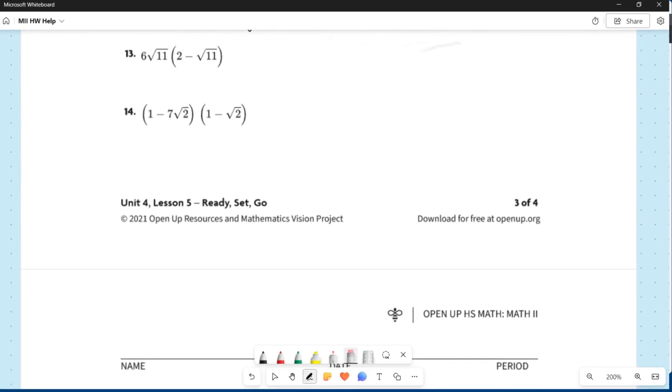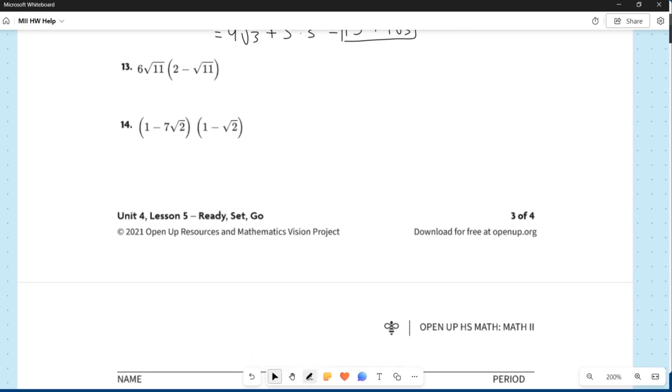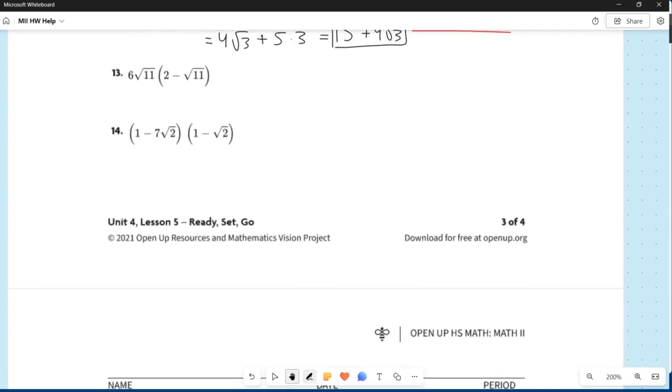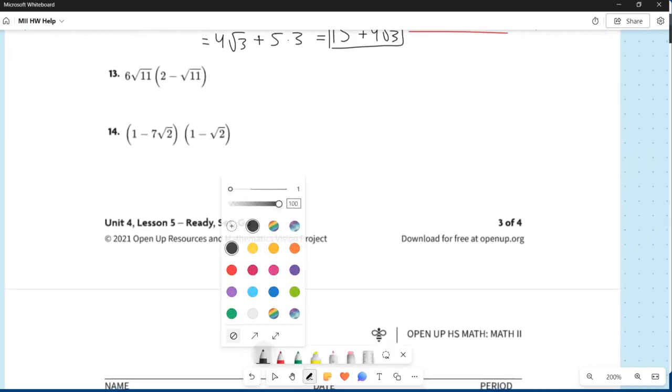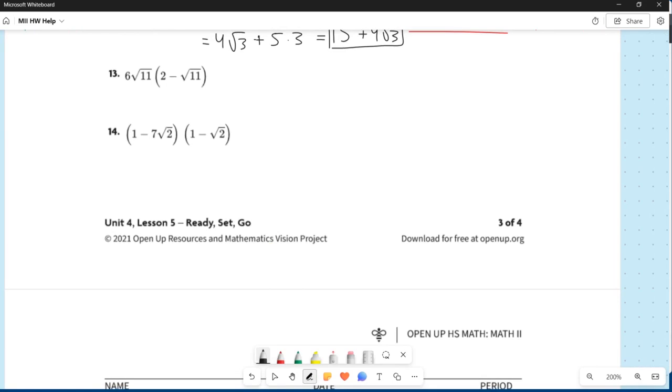All right, number 13. For number 13, it's going to be pretty similar to 12, at least on a conceptual level. We are again going to take our monomial, our leading term, and, just like past experience with the distributive property, we are going to distribute it to everything that's inside the parentheses. We're going to multiply. So let's go ahead and do it.